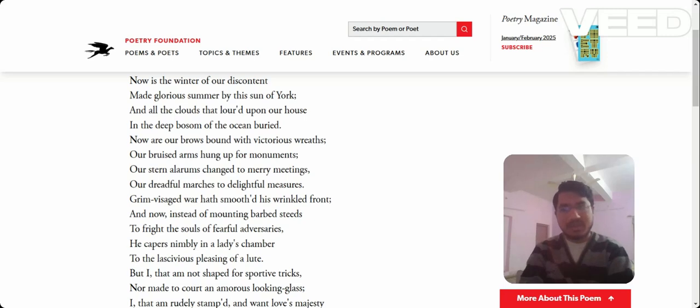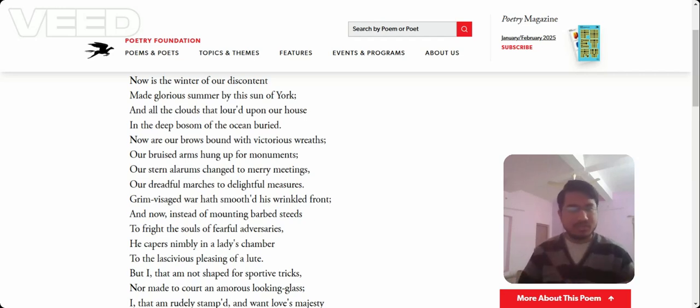"And now, instead of mounting barbed steeds to fright the souls of fearful adversaries, he capers nimbly in a lady's chamber to the lascivious pleasing of a lute." And now that the war is over, when he used to go out into the battlefield to fight, his horse that he used to ride was covered with barbed armor, so that the enemy hesitates to attack him. The enemy fears going near the king on the horse.